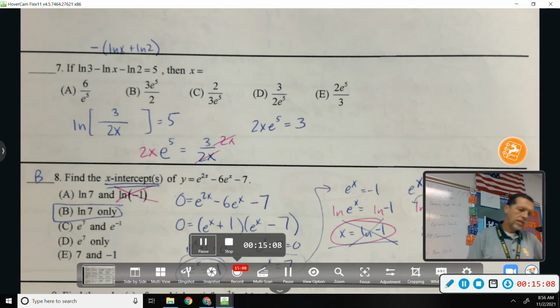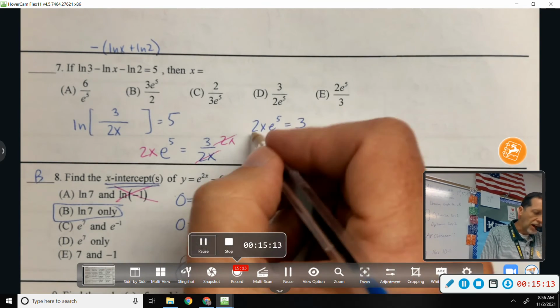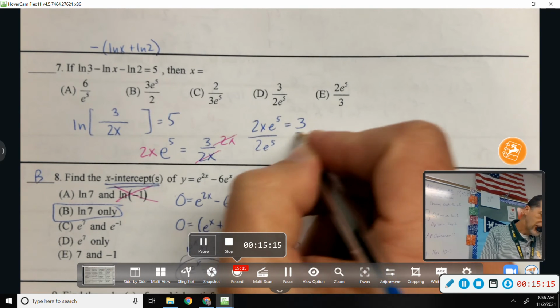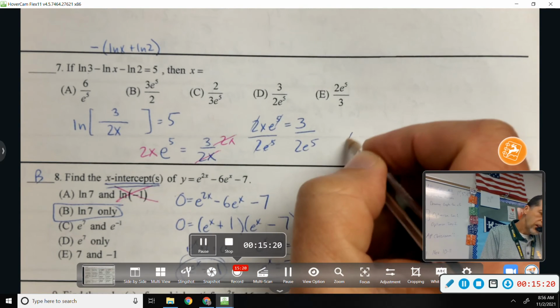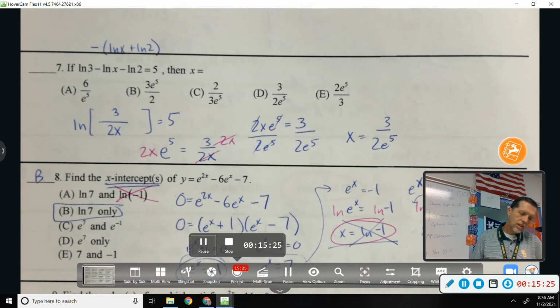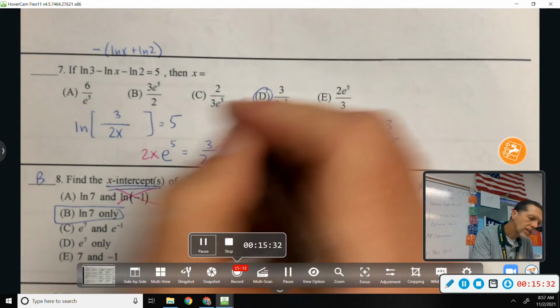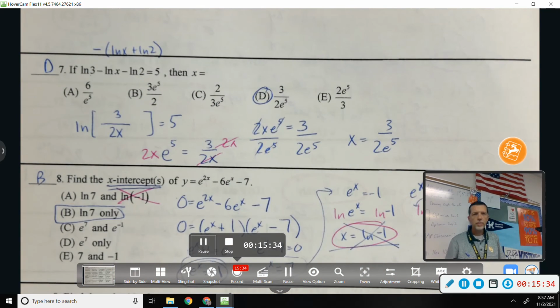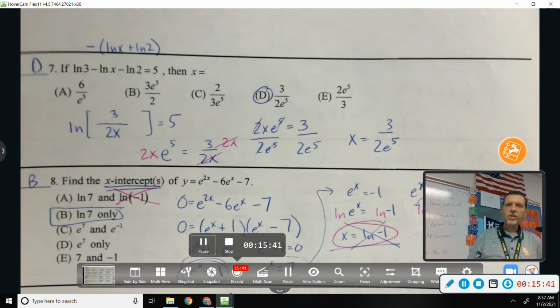And then I want to get x by itself, so I need to divide by everybody that's not x. So x equals 3 over 2e to the 5th. And let's see if that's an answer choice. 3 over 2e to the 5th is D. And then there was a concern on which one? 4? Yeah.